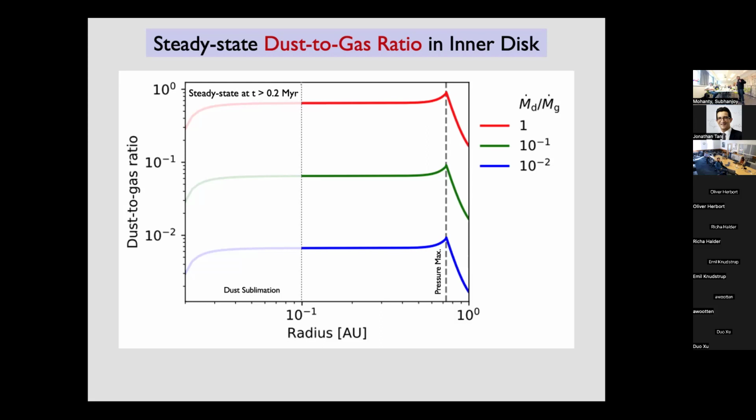First thing that you see is that the amount of dust that is trapped in the pressure maximum is not that high, right? You have a small little bump at the pressure maximum. It's not a large bump. The other is that there's a large amount of dust in the inner parts, inwards of the pressure maximum, in the inner disk here, right? The dust to gas ratio can be all the way up to unity, the same amount of dust and gas. So it really starts building up there.